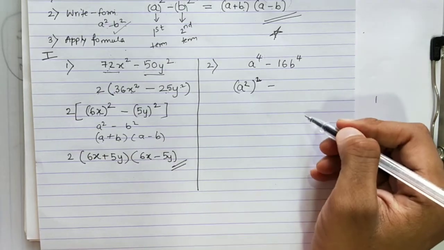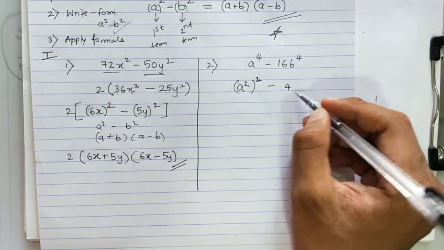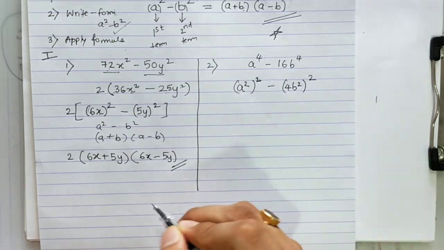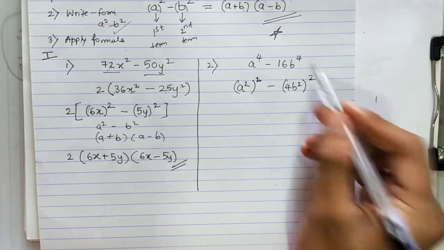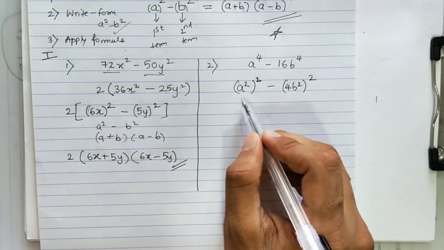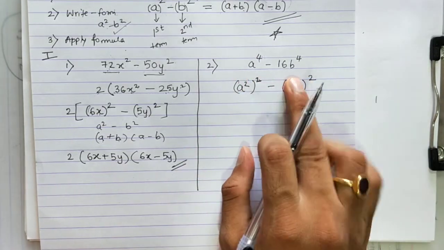Minus 16 is a square of which number? 4. And b4 can be written as b square the whole square. So 2 into 2 is 4, and 4 square is 16. Correct? Now we have got first bracket square minus second bracket square.